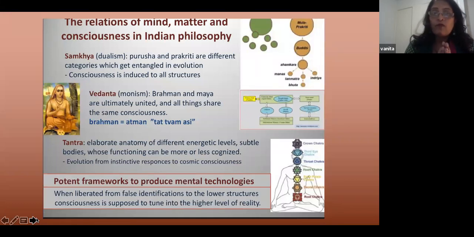So the Purusha and the Prakriti, nature. We go in tune with the body and the nature to create a balance in these imbalanced constituents in the body. And Purusha and Prakriti are different categories which get entangled in evolution as human beings. So consciousness is induced to all structures.